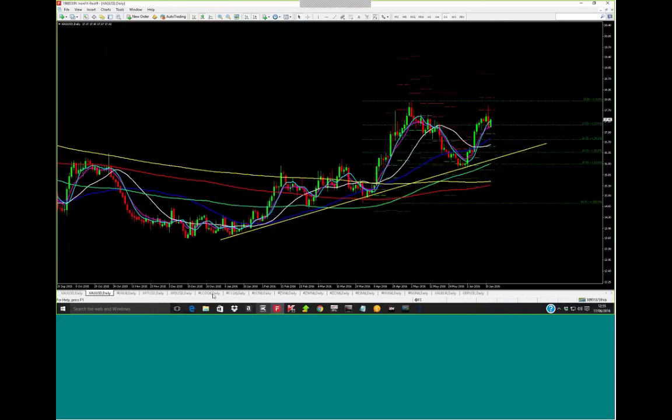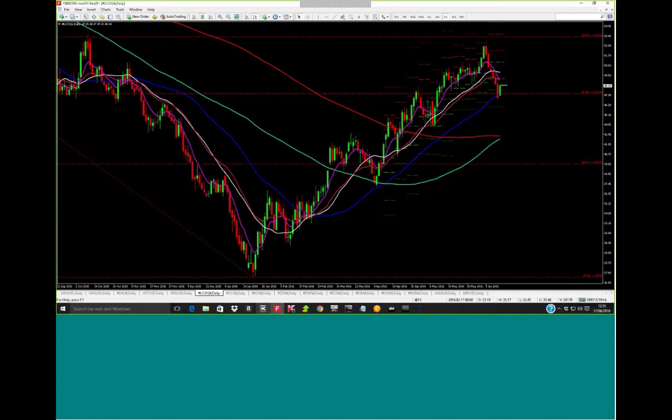And in the short term now, we're just looking for a sell short on oil. That's the main trade that we're currently taking on the binary.com platform.